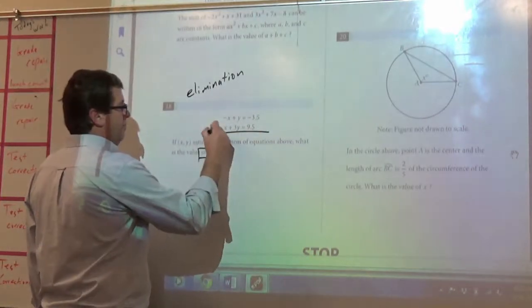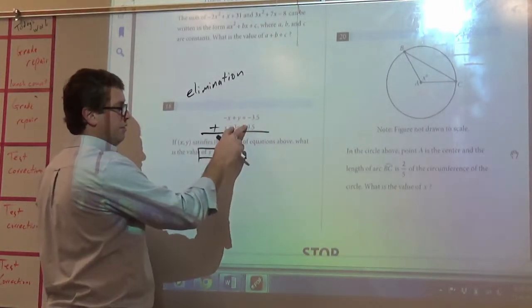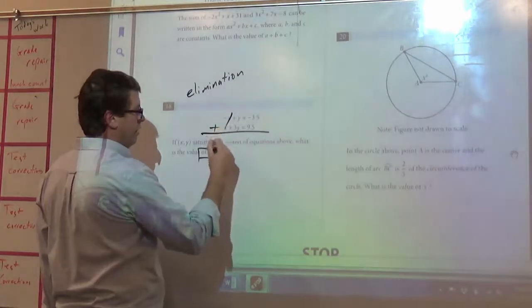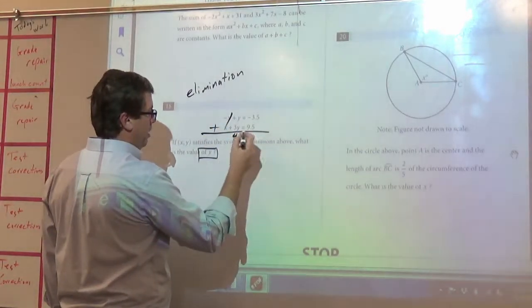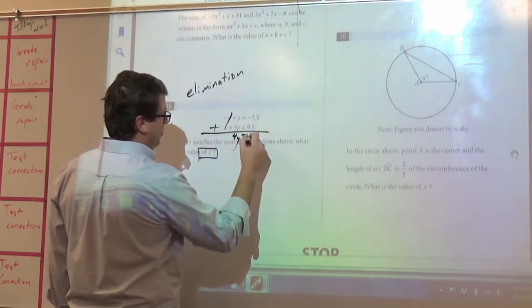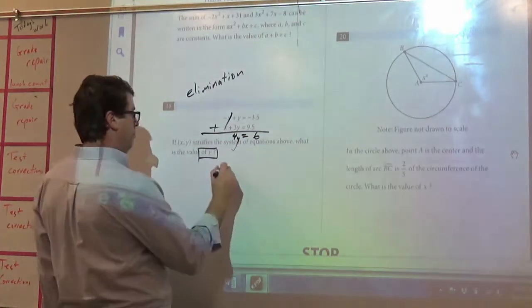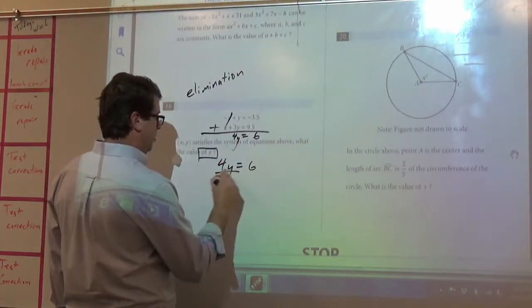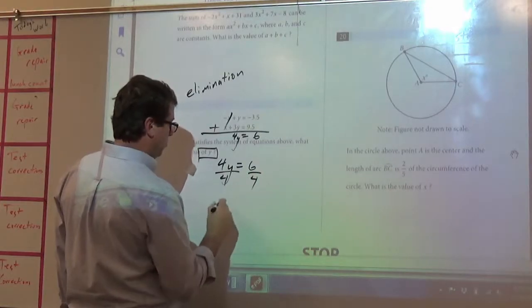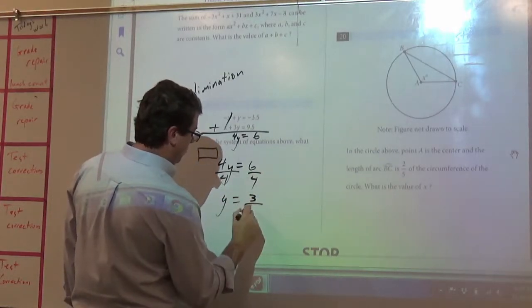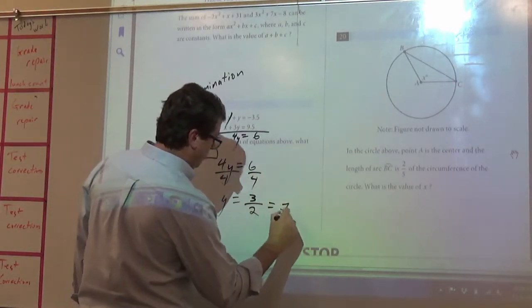So I'm going to add this whole equation to this whole equation. My x's cancel out. I get 4y equals 6. I divide by 4, divide by 4. So 3 halves, or 1.5.